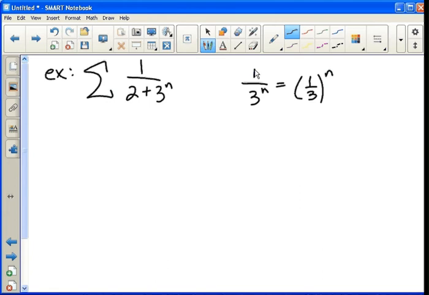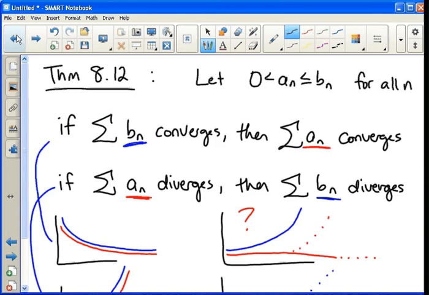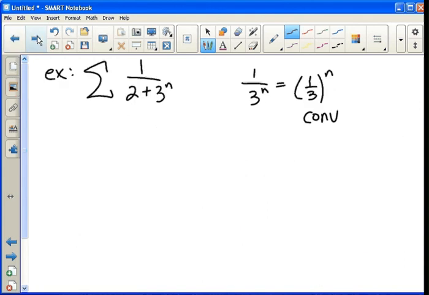Now go back to our theorem. If we know this one converges, then to be useful, we hope that it's the bigger one. Because if the bigger one converges, we can actually figure something out. So we're hoping that 1 over 3 to the n is greater than or equal to 1 over 2 plus 3 to the n. Now I've got to put a question mark here. We're testing this. We're not claiming it's true. We're testing to see if it is true. So I want to determine if 1 over 3 to the n is greater than or equal to 1 over 2 plus 3 to the n. Because again, if that's true, then we know that they both converge. Because if the bigger one converges, then the smaller one will also converge.